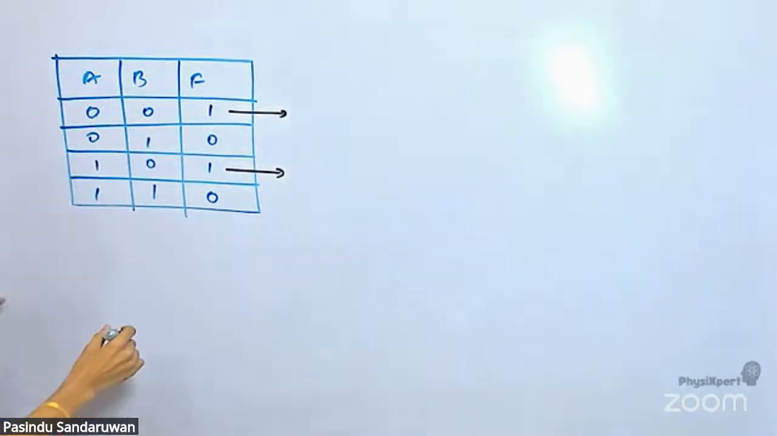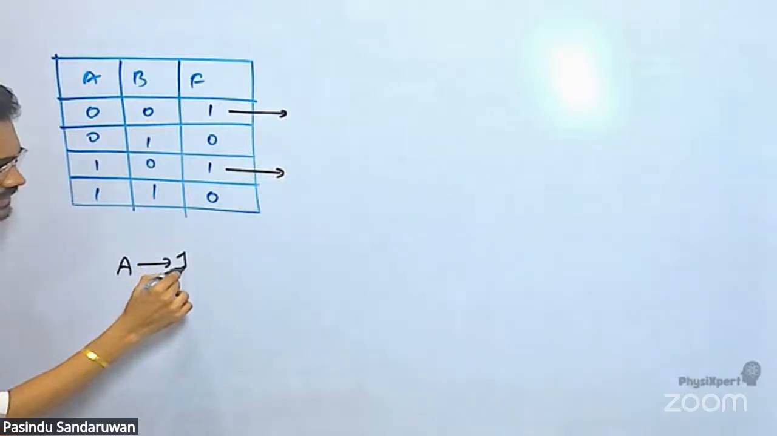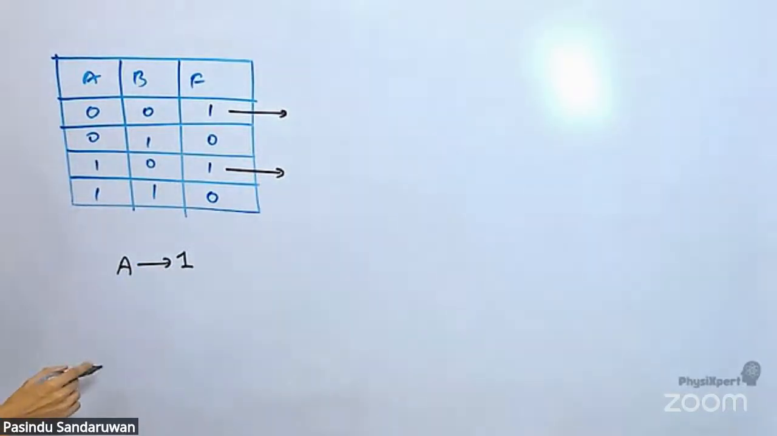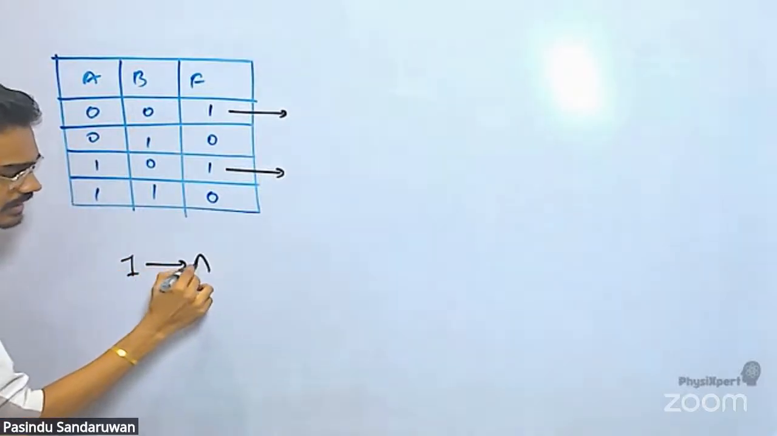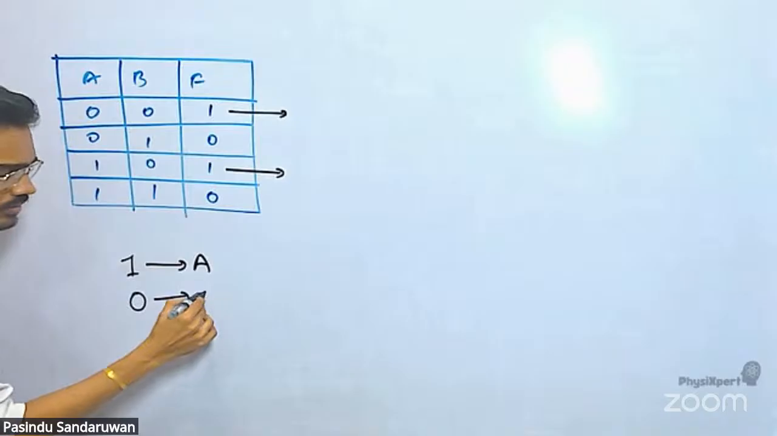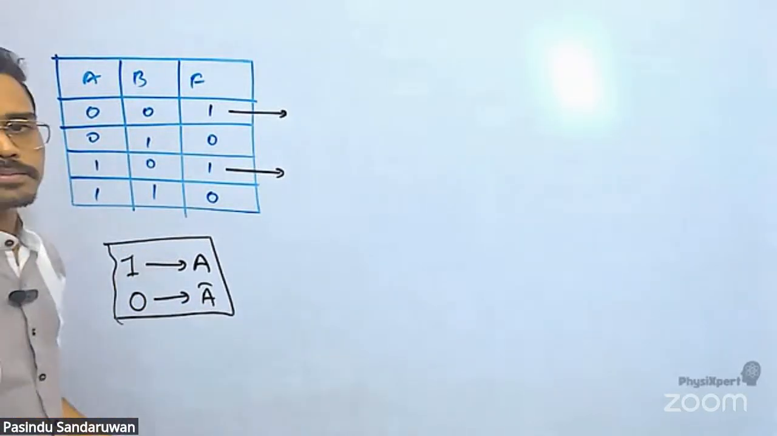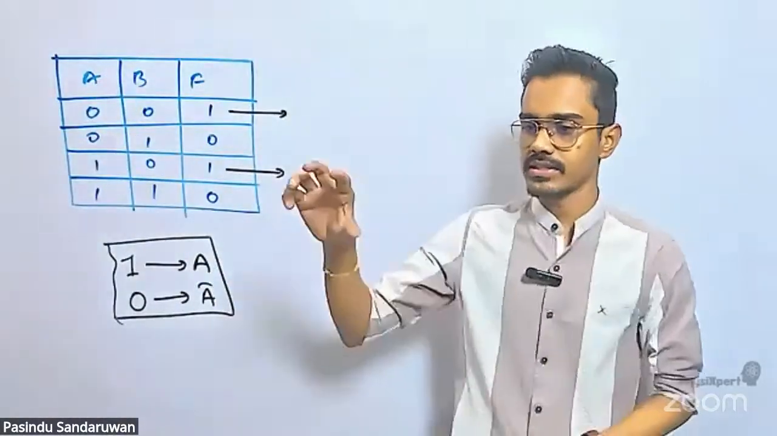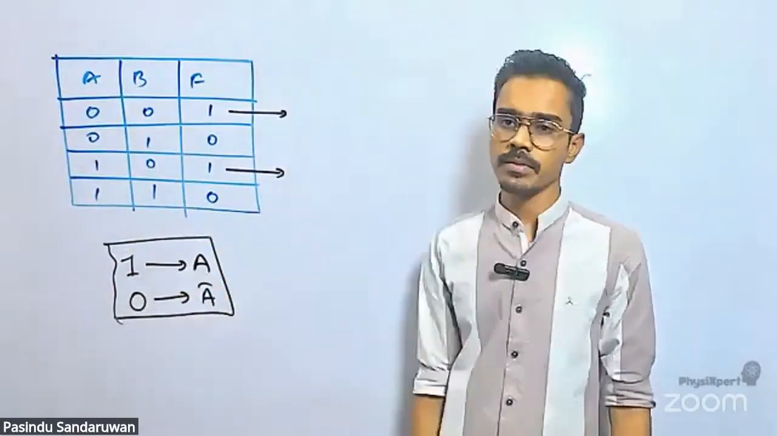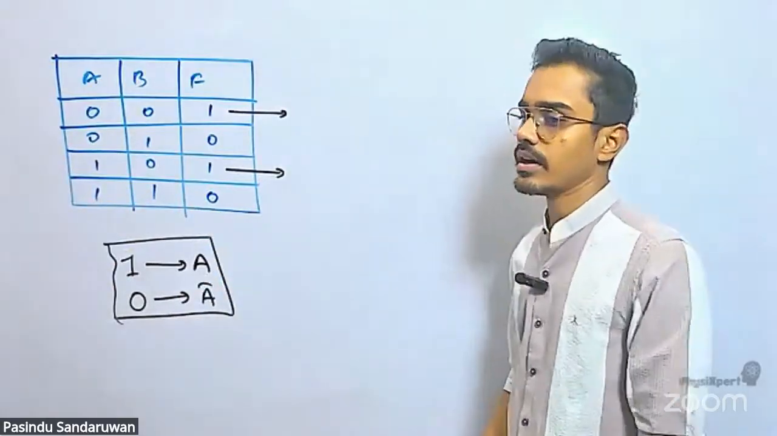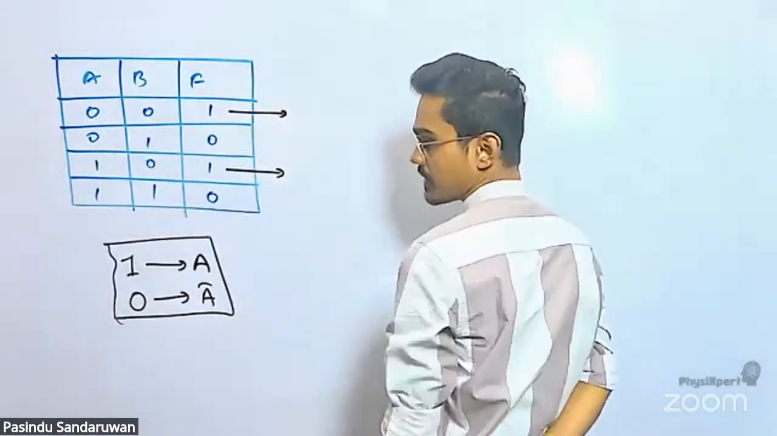Right? And always we consider a given variable as 1. Listen, we consider 1 as the given variable. And if we need 0, that is going to be considered as a bar. Right? By default, 1 means the variable and 0 means the complement of the variable. So likewise, we have to multiply these input variables.